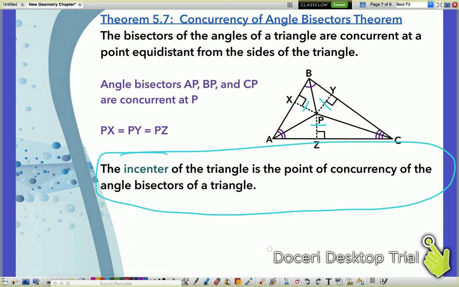So don't get incenter and circumcenter mixed up. When we're finding the circumcenter, we are using the Pythagorean theorem. When we are finding the incenter, we are not using the Pythagorean theorem. And you're going to see why in just a minute.